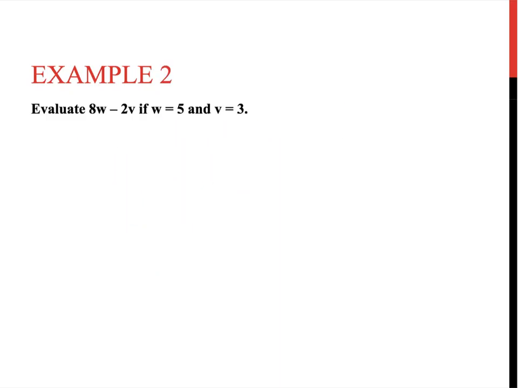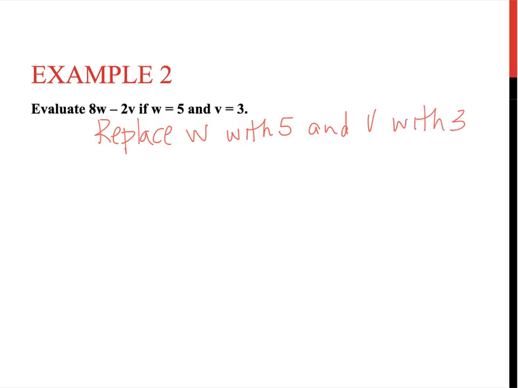So now, let's look at a little harder example, example 2. It says 8 times some number w minus 2 times some number v. If w is 5 and v is 3. So we have to replace w with 5 and v with 3. So let's write that. So it's 8 times 5 minus 2 times 3.